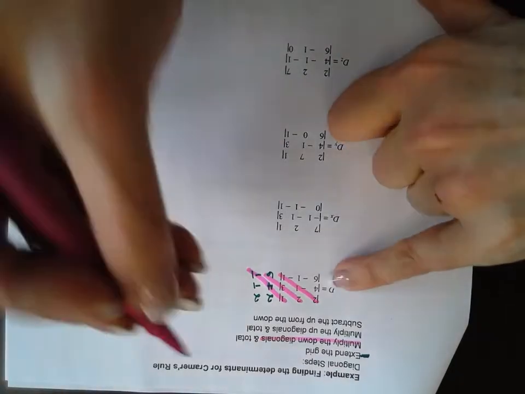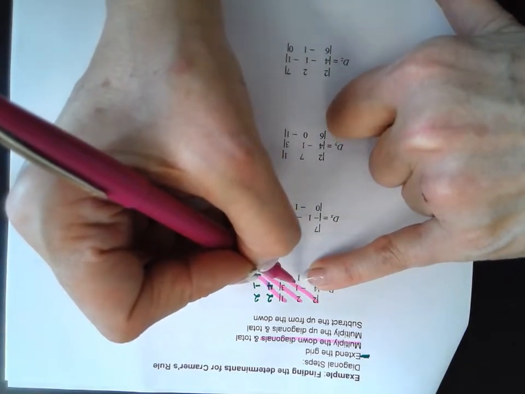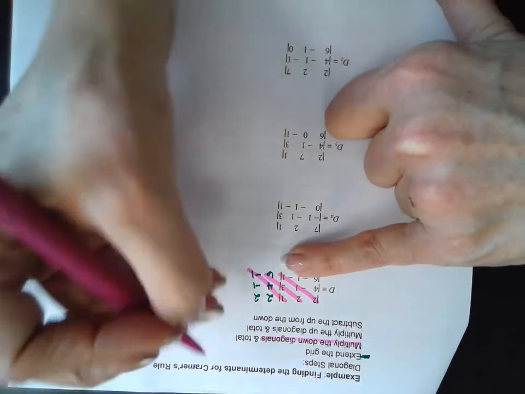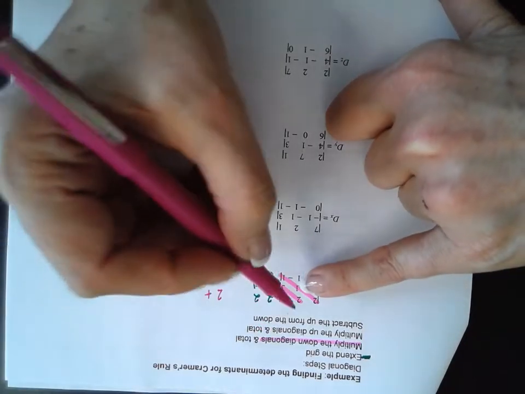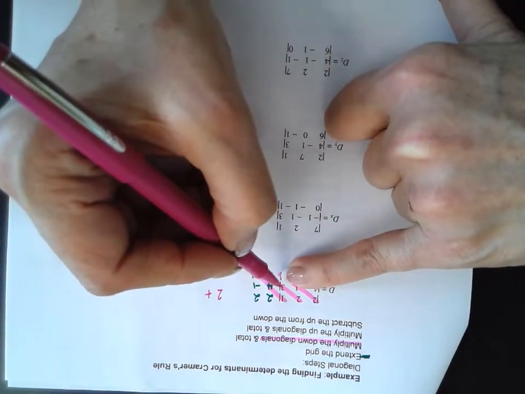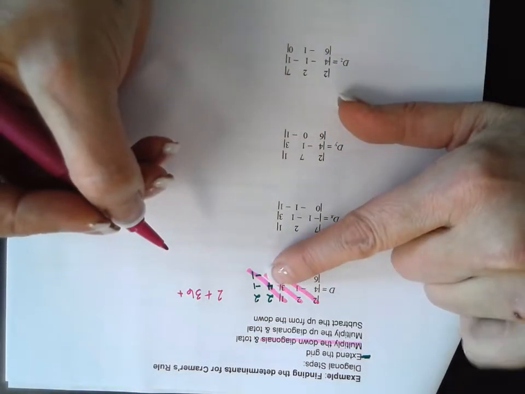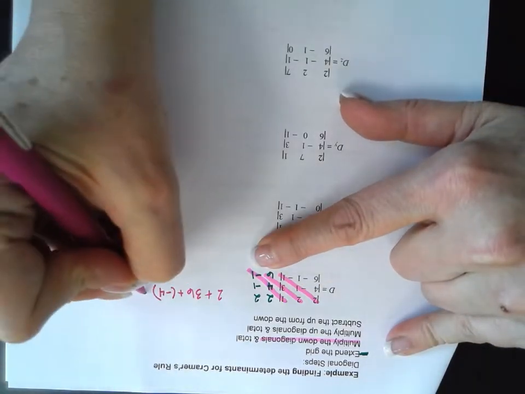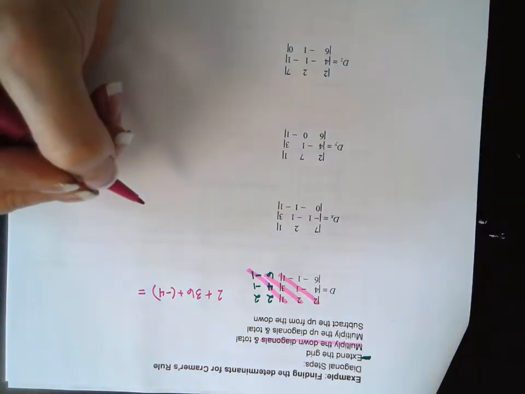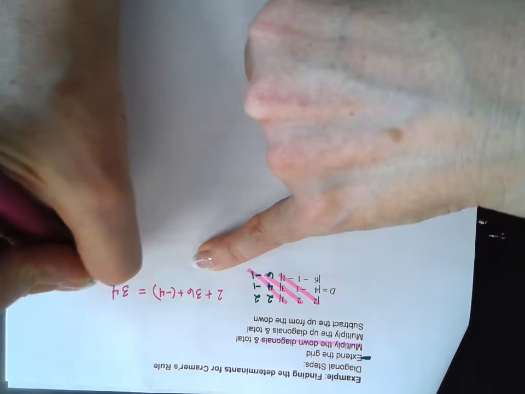Okay. Let's multiply. So 2 times -1 is -2. -2 times -1 gives me 2. Then I have 2 times 3 is 6. 6 times 6 is 36. 1 times 4 is 4. 4 times -1 is -4. So my down diagonal is going to be 34.